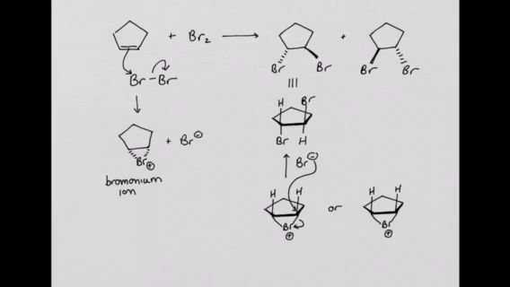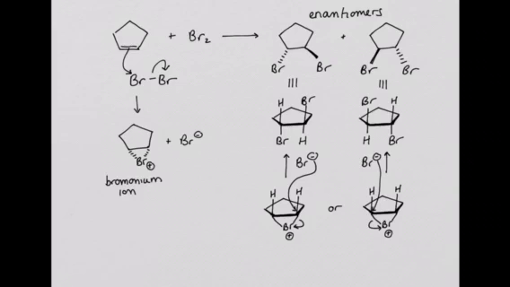The other option is that the bromide can attack the carbon on the left of the bromonium ion. This results in the enantiomeric product, in other words, the product on the right. The product, therefore, of the reaction of this alkene with bromine gives us a pair of enantiomers, not the other stereoisomer that could be formed.